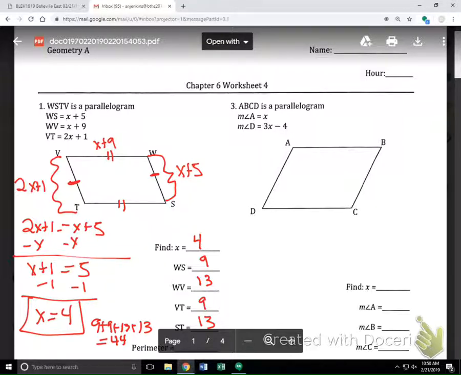I cannot write that on top of that line. Can you see it okay if I write it on top of that where it says 44?